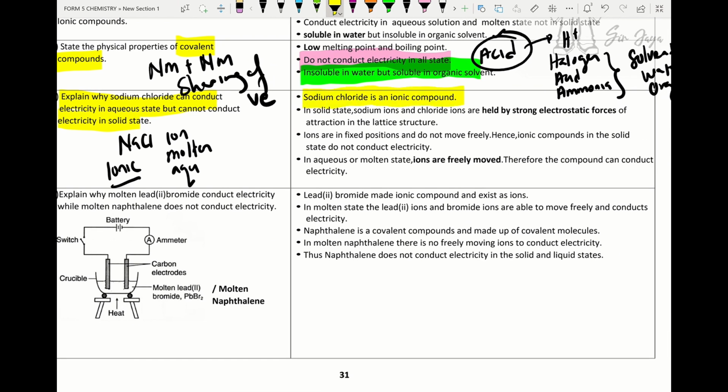Sodium chloride is an ionic compound. In solid state, the sodium ions and chloride ions are held together by stronger electrostatic forces of attraction in a lattice structure. The ions are fixed in position and do not move freely. Hence, ionic compounds in solid state do not conduct electricity. In aqueous or molten state, the ions are able to move freely, therefore the compound can conduct electricity.